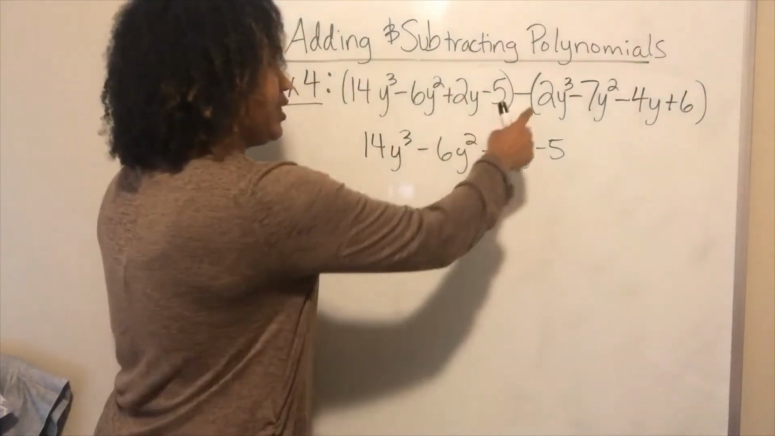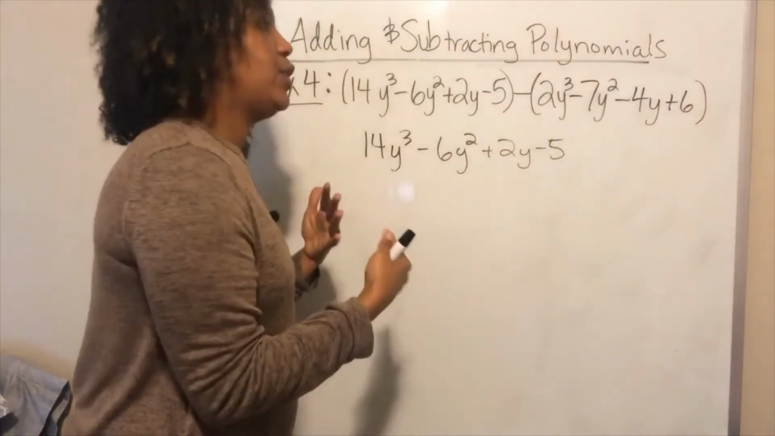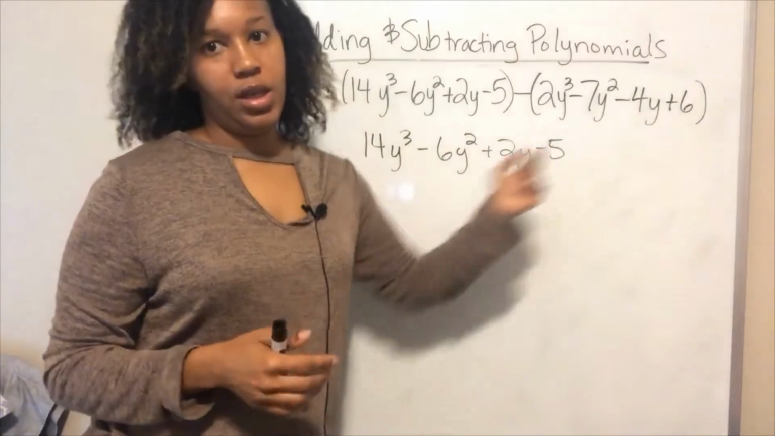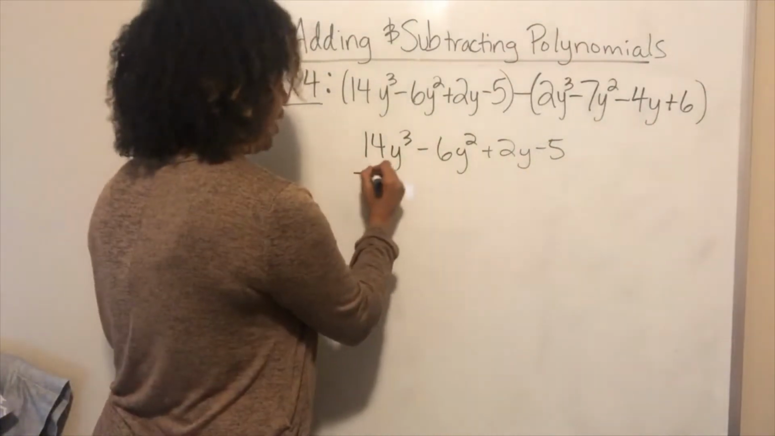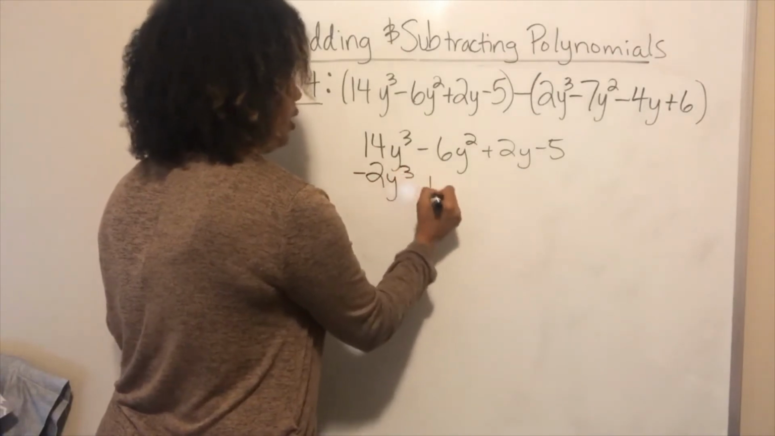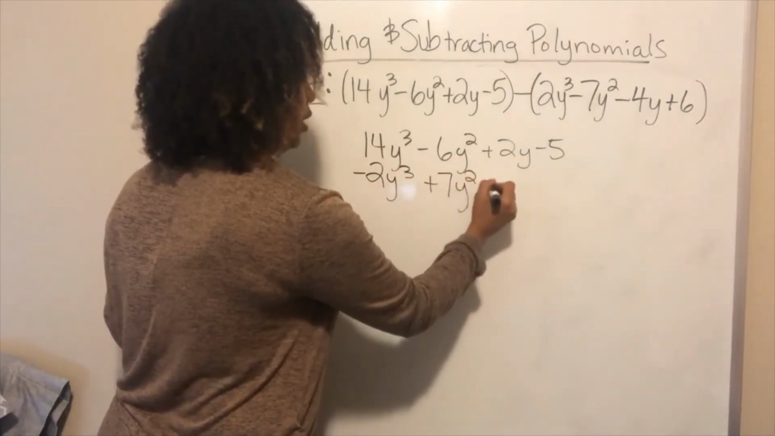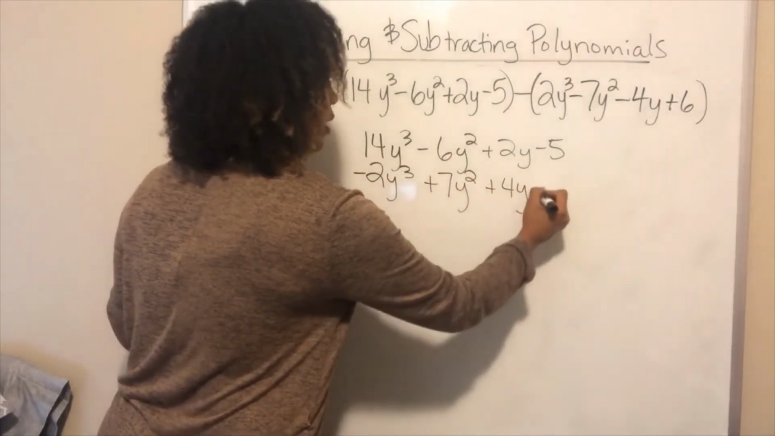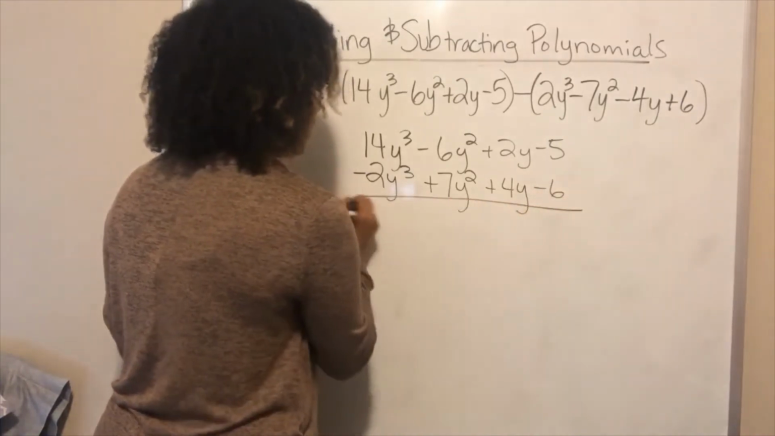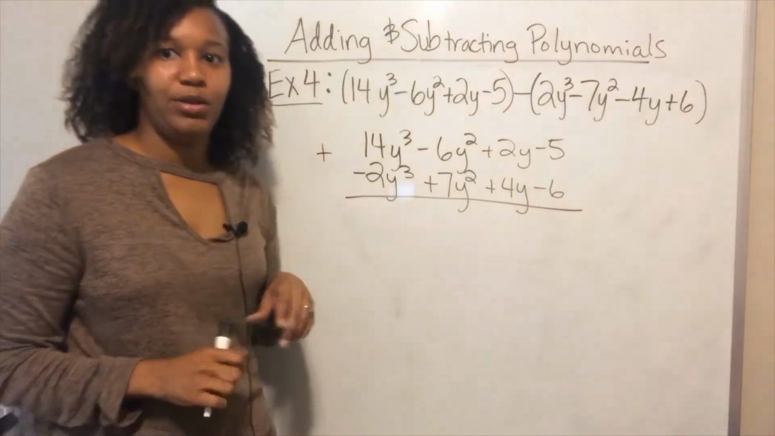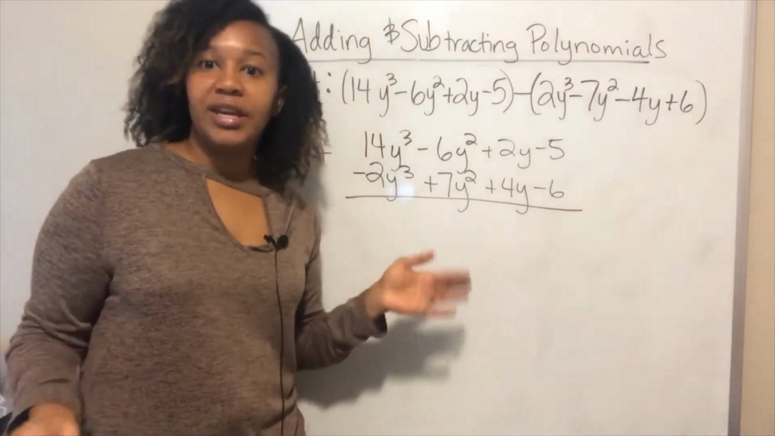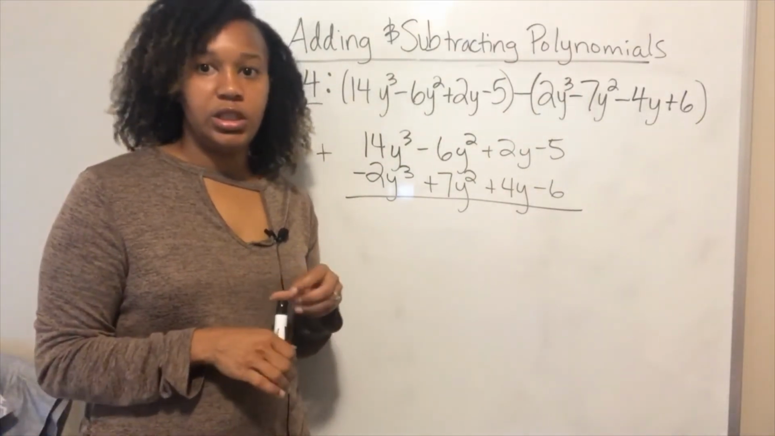And then we're going to write this second polynomial, but when we write it, we're going to change the sign of everything in the parentheses. So basically, we're distributing that negative. So this is going to be a minus 2y to the third, a plus 7y squared, a plus 4y, and a minus 6. And so once we change all those signs, then what we end up doing is adding those two polynomials together. So once you distribute the negative, your operation changes to addition.